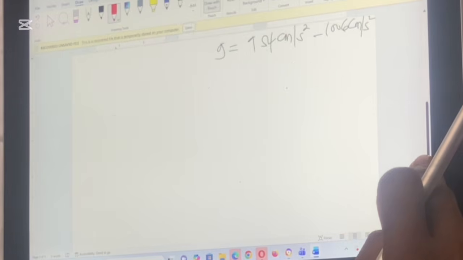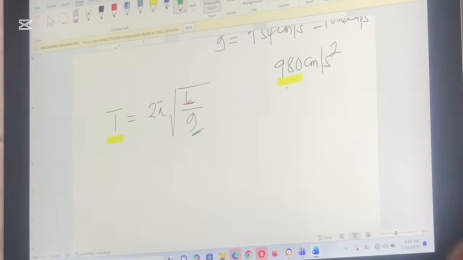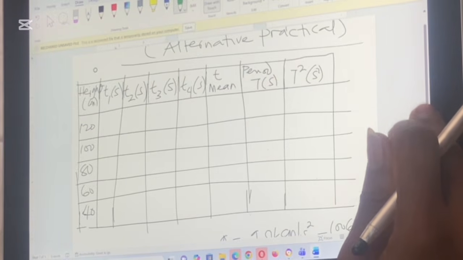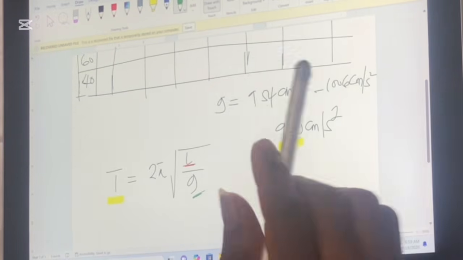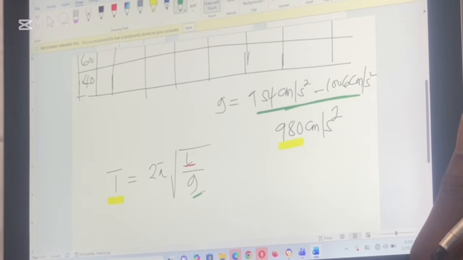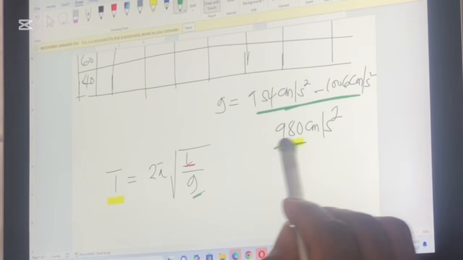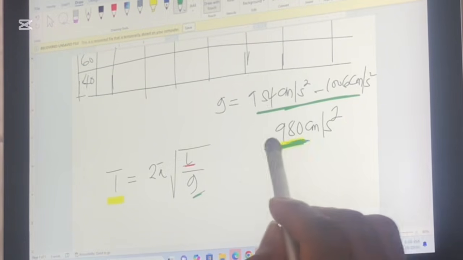Please take note. The only thing not given to us here is g. So how can we calculate? You can choose any value of g from this range for us to calculate T. Now what value am I going to choose? I'll choose the value, since this is the exact value that you are asked to calculate in the practical.